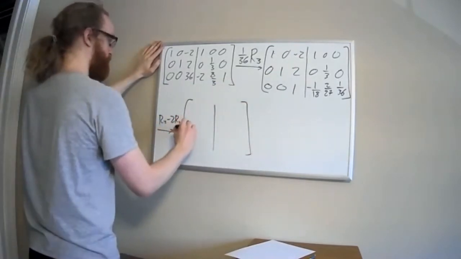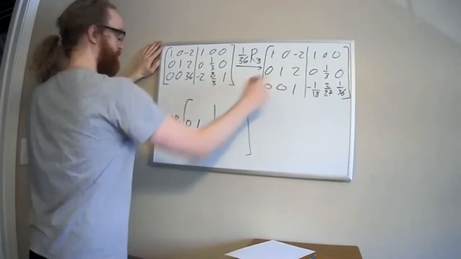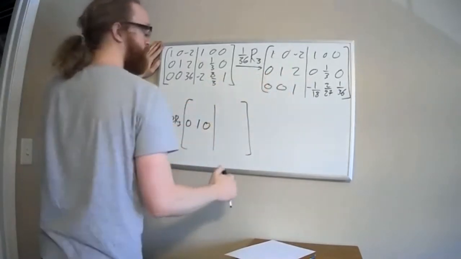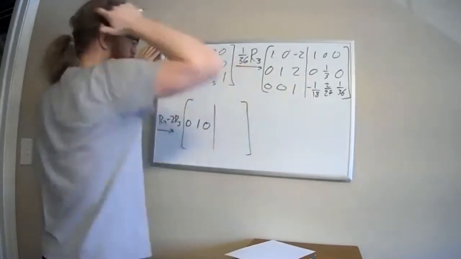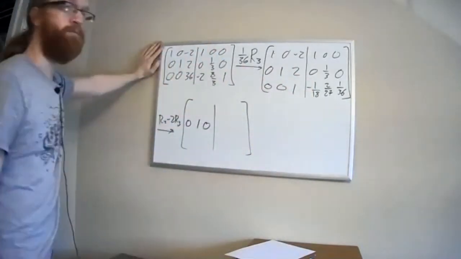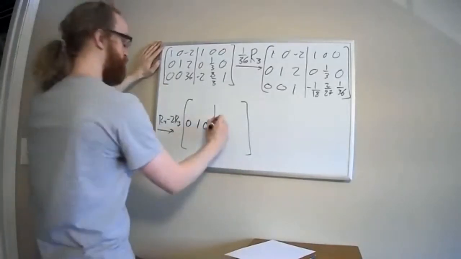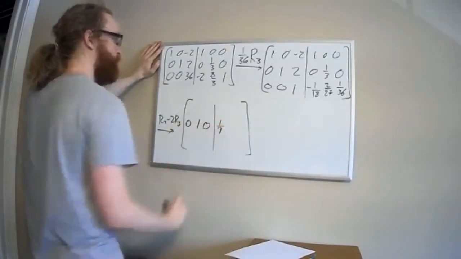What happens? I should get 0, 1, and then I'll get 0. Now I'm going to do 0 plus, so -2 times 1/18 is +2/18, and 2/18 reduces to 1/9. I get 1/9.